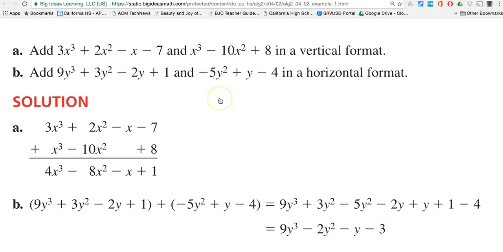So for both of these methods, all we're doing is adding up our like terms. The only difference is whether we line them up stacked on top vertically or lined up horizontally. Either way is completely fine and you're going to get the same answer. You just want to use whichever one you're more comfortable with.